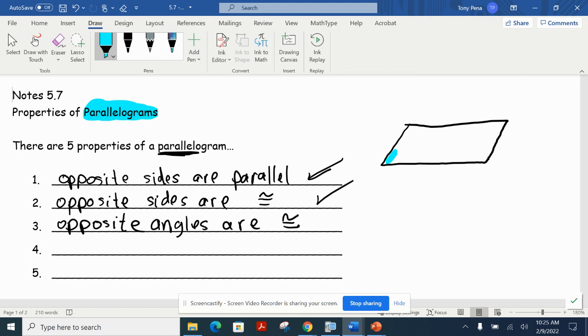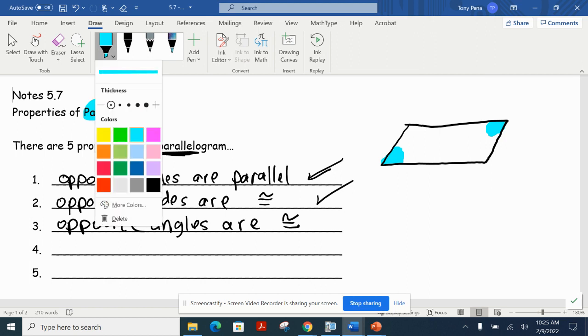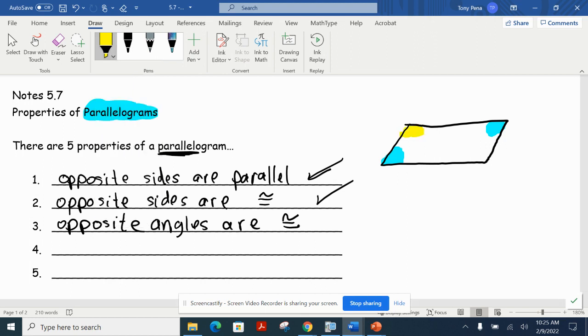If this is one of our angles right here, the opposite angle, the angle opposite of it is this angle over here. So if this is 40 degrees, this is also 40 degrees. These will have the same degree measure, as will then these 2 angles here. This angle is opposite of this angle. These guys will have congruent degree measures. Okay.